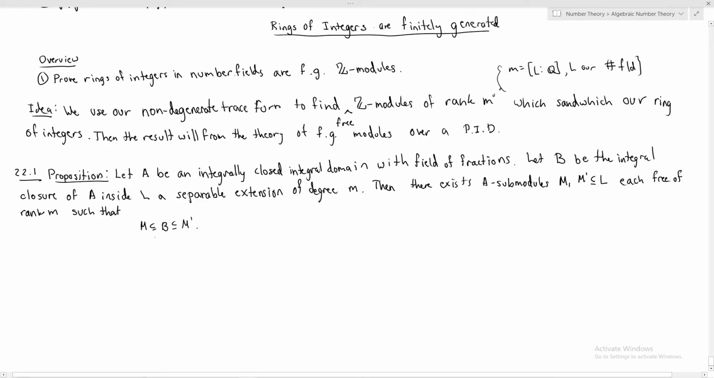Okay, so we're going to construct these two submodules M and M prime. One will be easy, and for the other we're going to construct an integral basis for L, so a basis of L that lies in B by clearing denominators, and then we're going to take the dual basis and take the A-module that it generates, and then those will give rise to these two. So let's go ahead and see this in action. I'm going to let beta 1 through beta m be a basis for L over K.